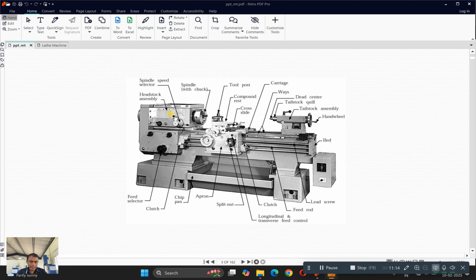And coming back to the headstock, this headstock will be having different mechanisms of gear trains. The gear trains are provided in such a way that we can vary the speed of the spindle as per our requirement. Okay, so there is a spindle speed selector which is available here. By adjusting the spindle speed selector, we can select the speed. Okay, so this is about the brief overview of your central lathe. Now let us move on to the next slide.